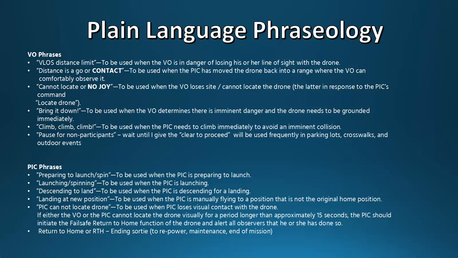Descending to land is used when the PIC is descending for a landing. Landing in a new position is used when the PIC is manually flying to a position that is not the original home point position.